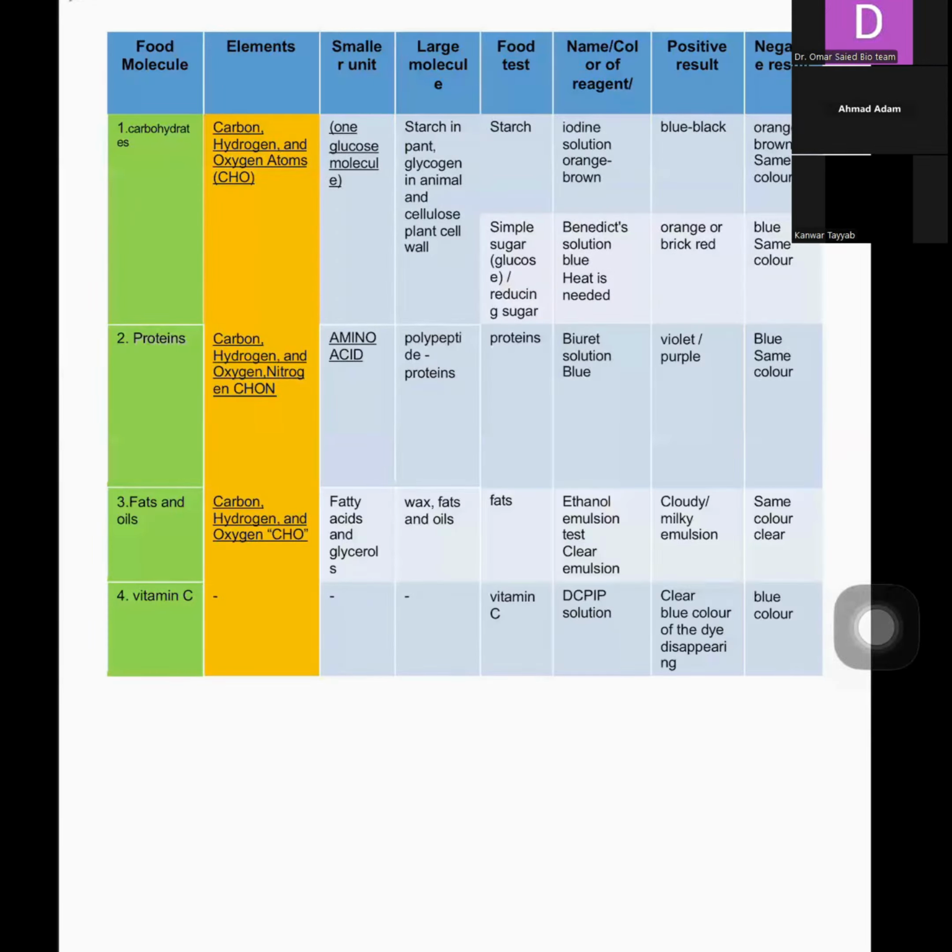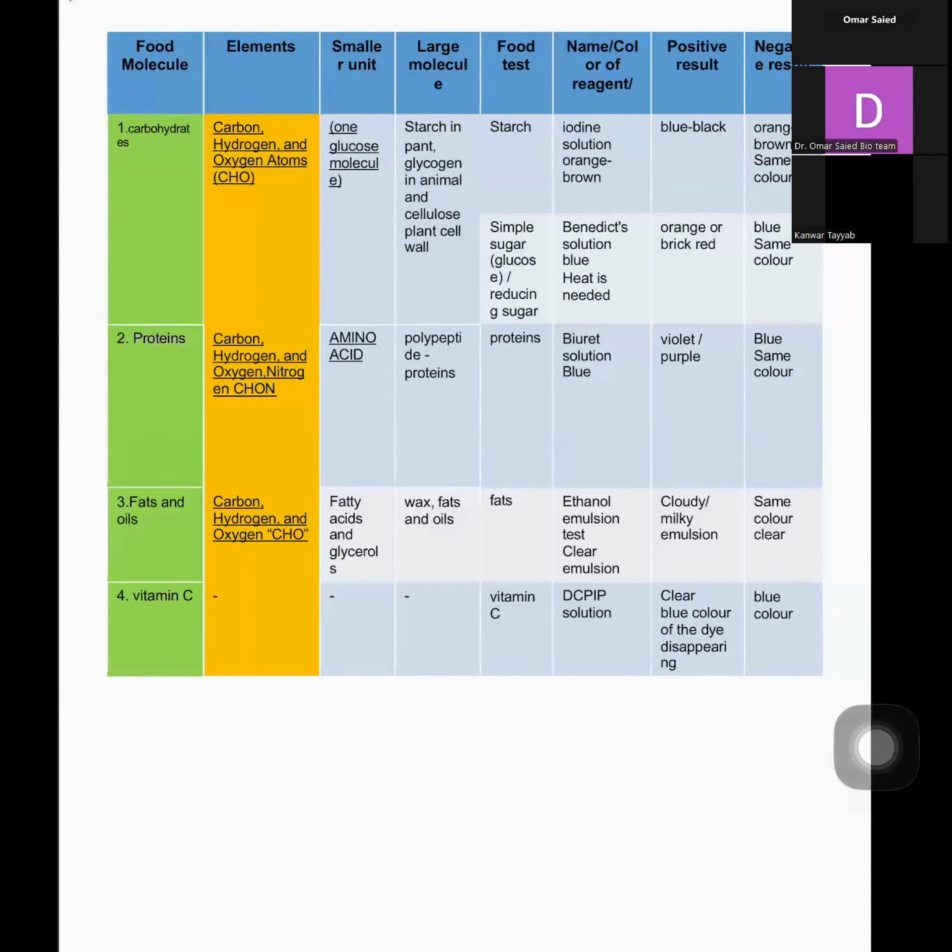Next, this table is very important. Take a screenshot. This table summarizes elements, monomers, polymers, food tests, positive and negative results. Take a screenshot and raise your hand that you have taken it so I can pass the slide. For carbohydrate, what do we use? We use tests for starch or for simple sugar or reducing sugar. For starch, we use the iodine test. A positive result gives blue-black. A negative result gives orange-brown color. For simple sugar, we use Benedict, which in a positive result gives orange or brick red. In a negative result, it gives blue.